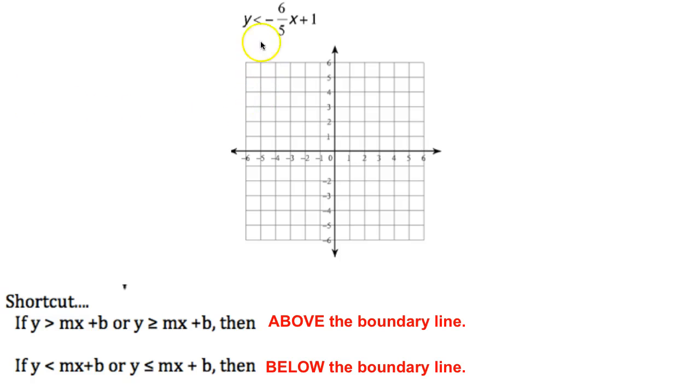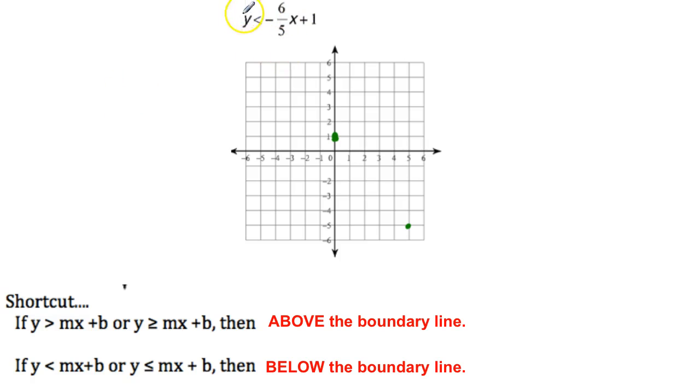But first, let me just graph this. So y is less than negative 6 over 5x plus 1. So the y-intercept is plus 1, and the slope is negative 6 fifths. So I go down 6, 1, 2, 3, 4, 5, 6, and to the right 5. Bam. And can I go up 6 over here? 1, 2, 3, 4, 5, 6. No, I'd be off the chart.